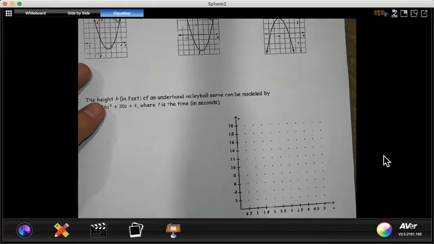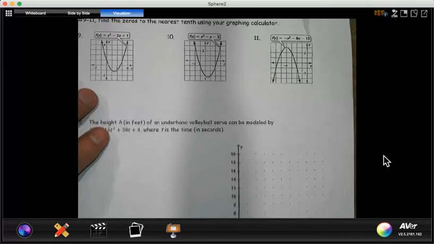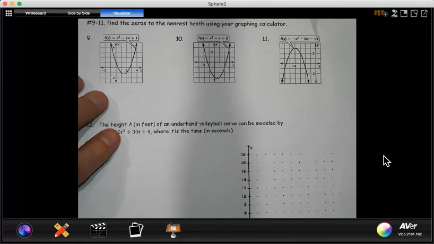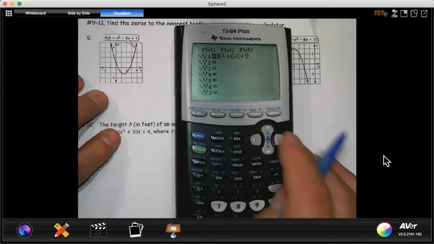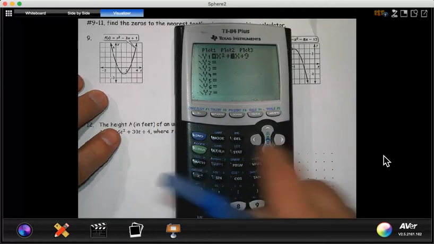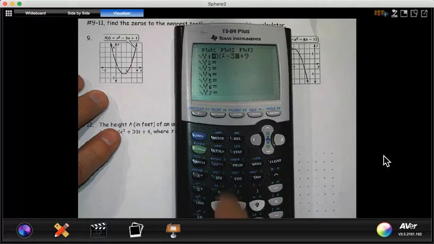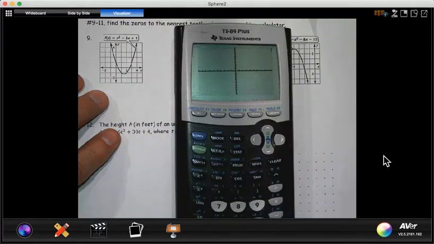Find the zeros to the nearest tenth using your graphing calculator. So let's find the zeros. We've got to type it in. It says f of x equals, but we can do y equals. So x squared minus 3x plus 1. Hit the graph.